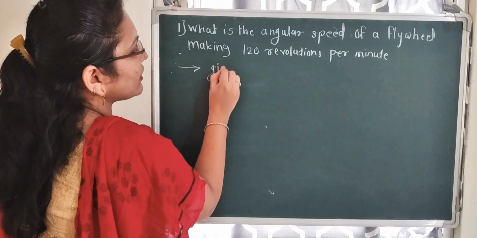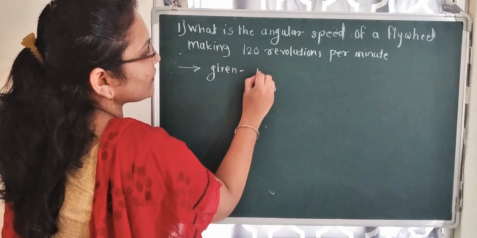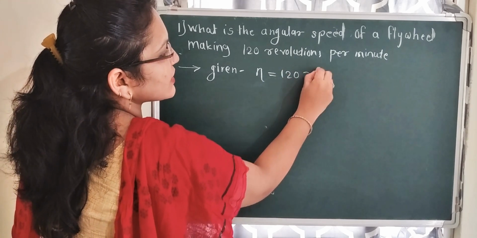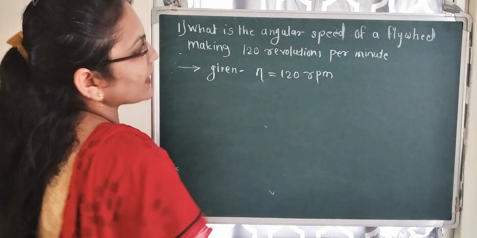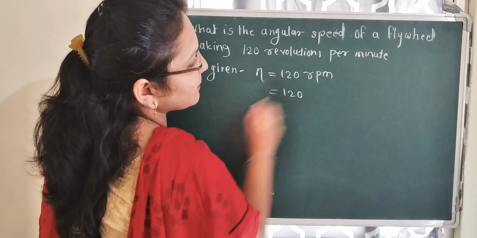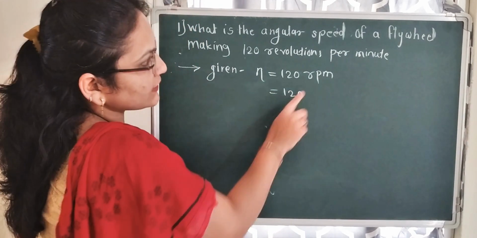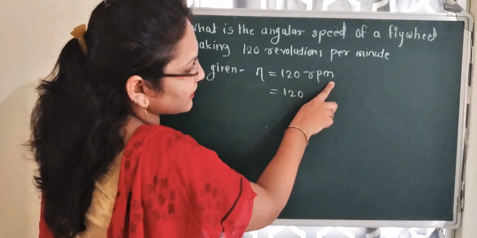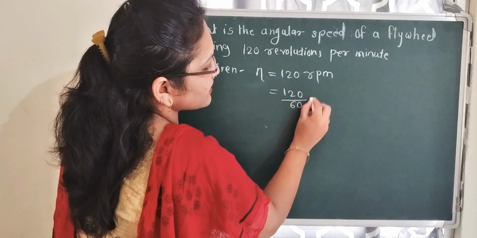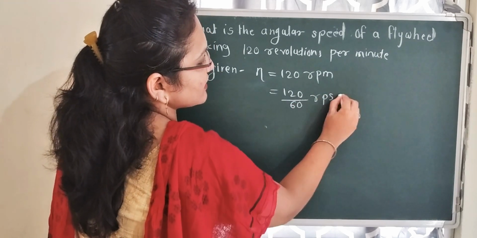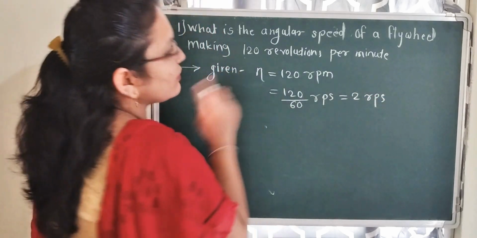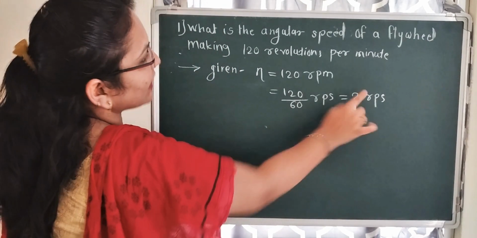Then what is given to us? Given frequency n is equal to 120 revolutions per minute. So we can write RPM. We have to convert this RPM into RPS, that is revolutions per second. How can we convert? 120 upon 60 RPS, which is equal to 2 RPS. This is the frequency in SI unit RPS.